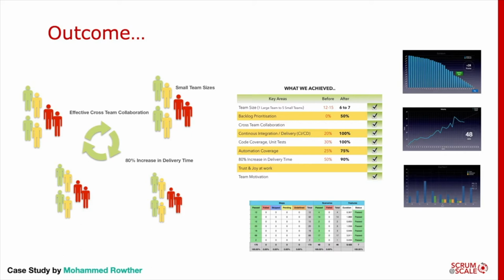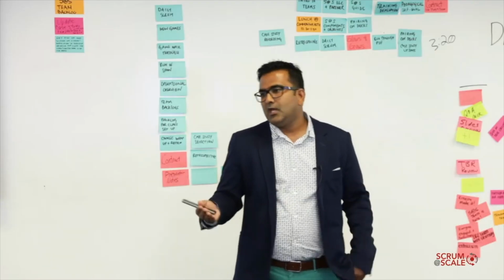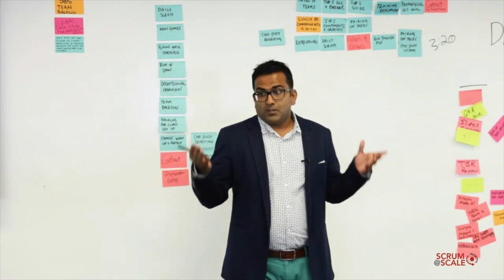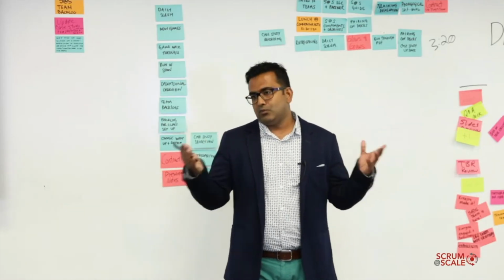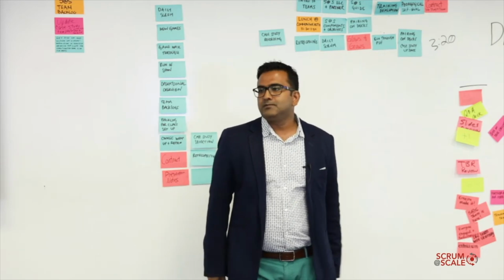And also effective cross-team collaboration. We had enough communication going on, so there were no blockers, everything was resolved, and also the team's motivation increased. There was joy at work, and all this resulted in the management being happy because we had an 80% increase in delivery time. Looking at automation coverage, before we were at 25%, and after this model, we achieved about 75%, and we were doing wonders. Getting up to 80% delivery time was the goal, and we achieved that, and it was great.